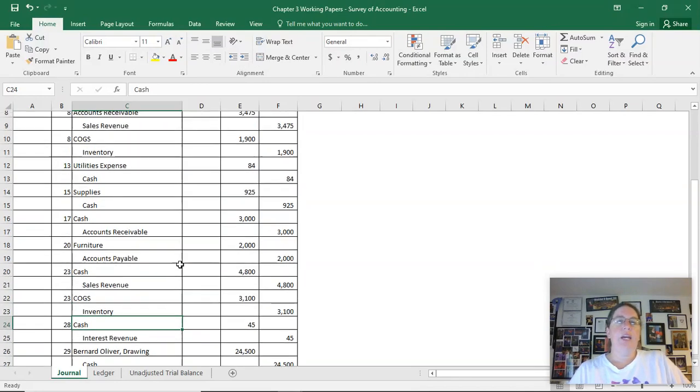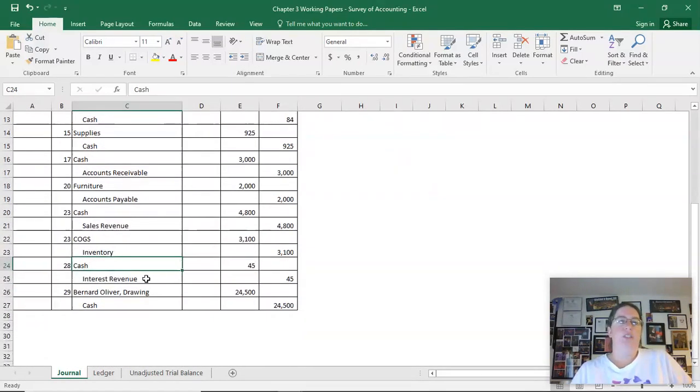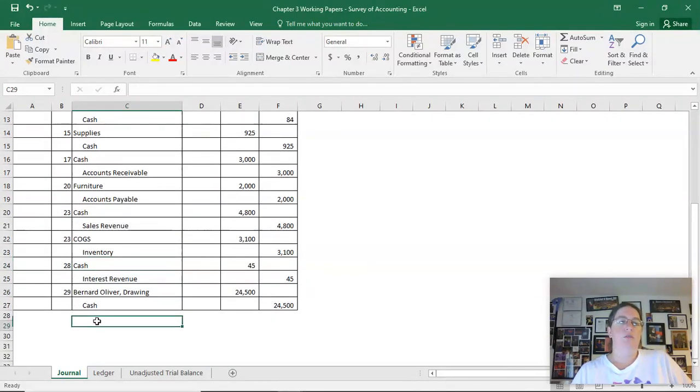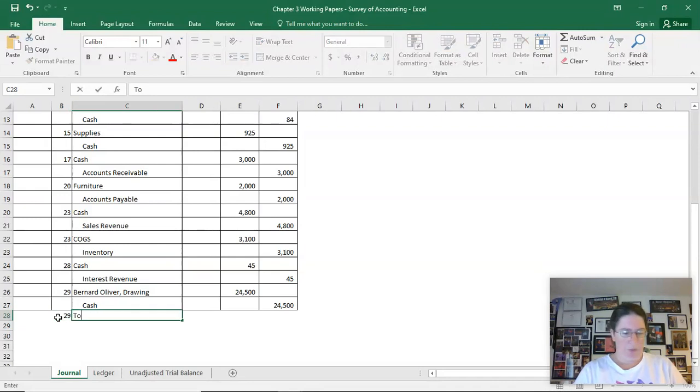So now we have all of these journal entries. So let's say this is the end of our page. We're currently on page 1. Okay, let's say this is the end of our page. So what we would do is we would put down here a date and the totals, and we would add this whole column of debits to make sure that our debits and our credits equal.